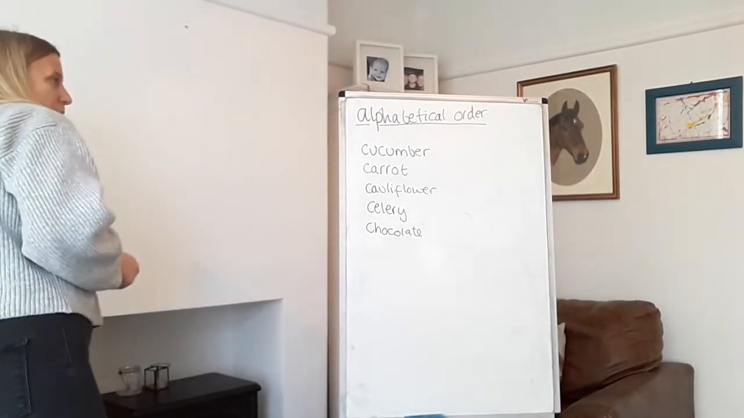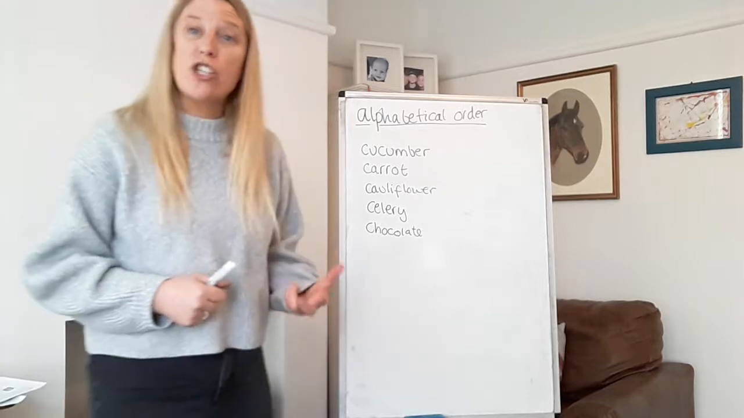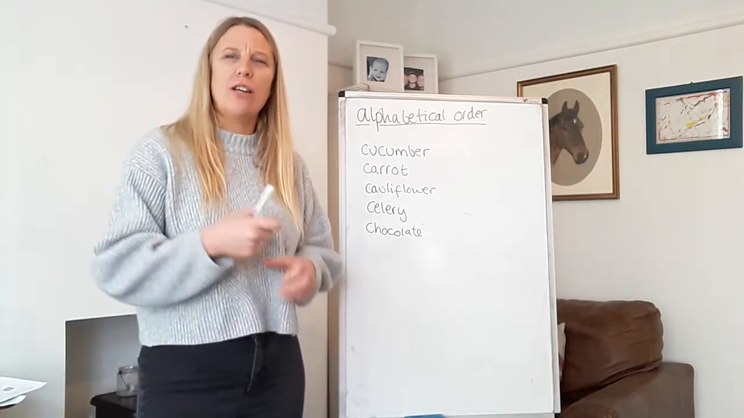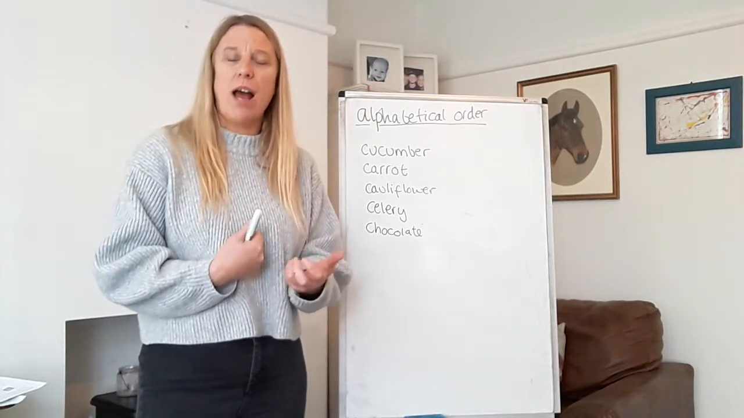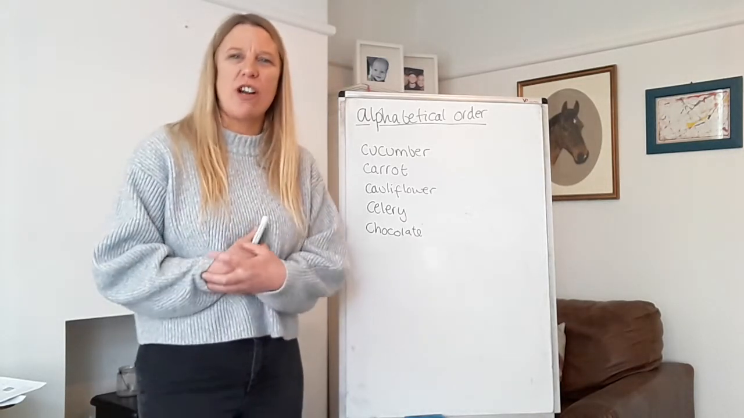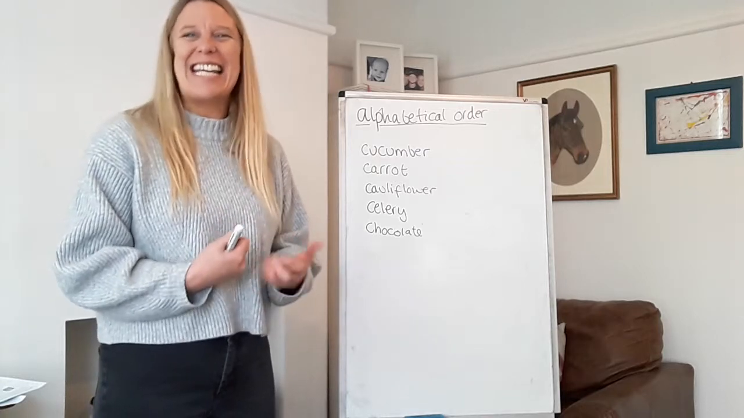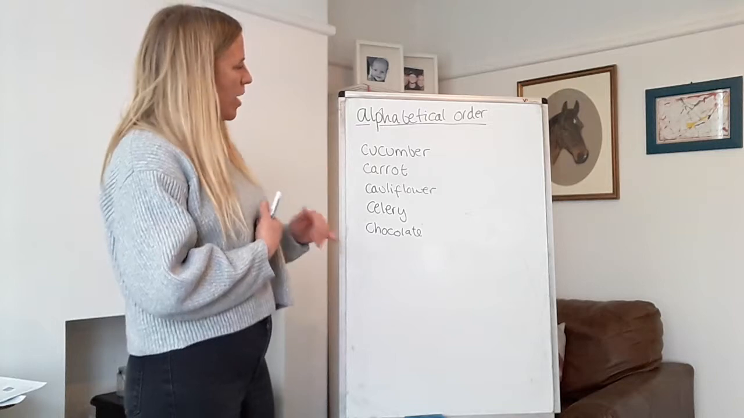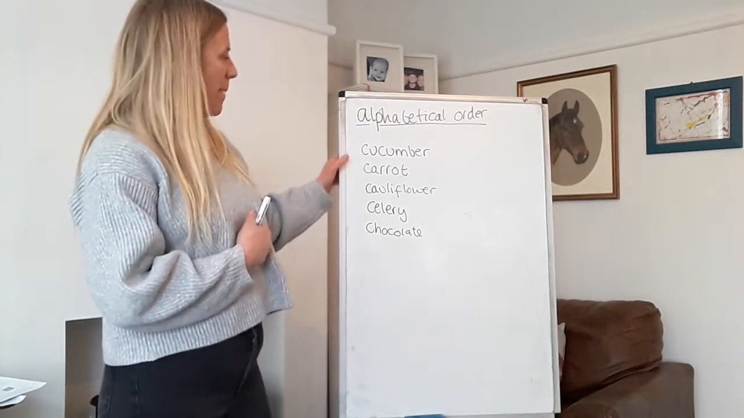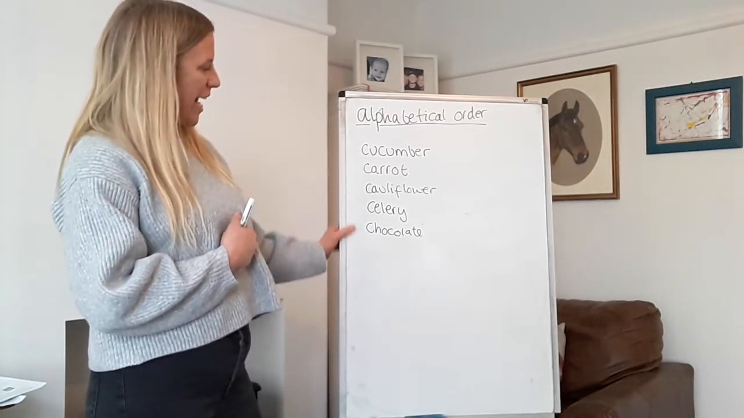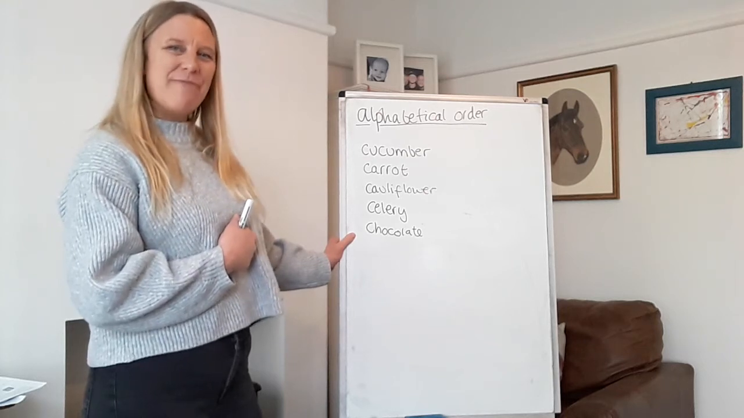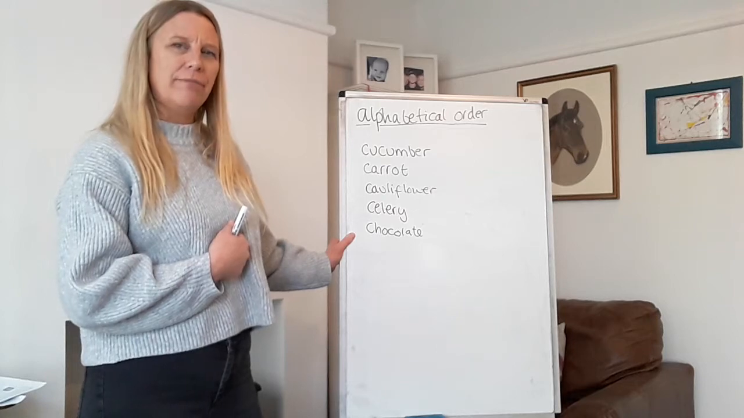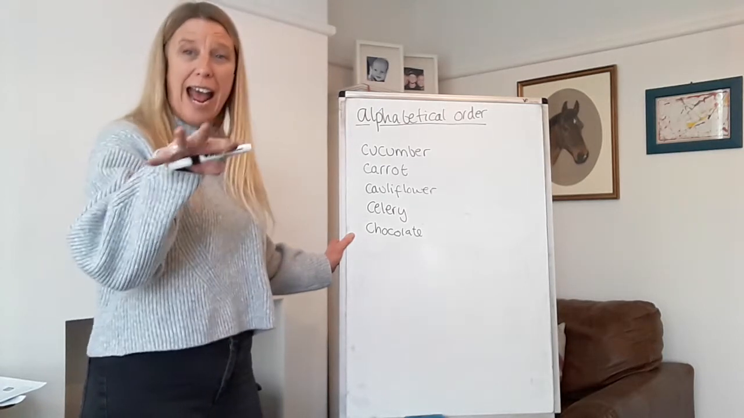Don't forget that putting things in alphabetical order you need to do in your exam, but it is also useful for using your dictionary and learning new words, because you can use your dictionary more easily if you know how to do alphabetical order. So I've got some words up here on the board: cucumber, carrot, cauliflower, celery, and chocolate. Okay, all food words beginning with C. Can you put them in alphabetical order? If you know how to do this, try now.